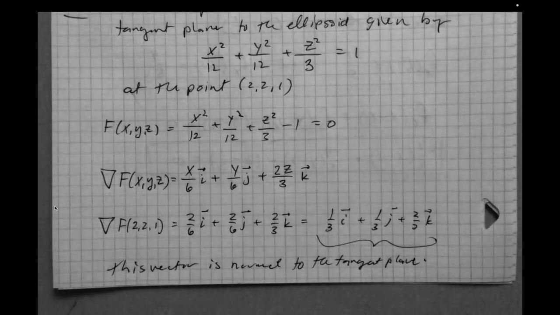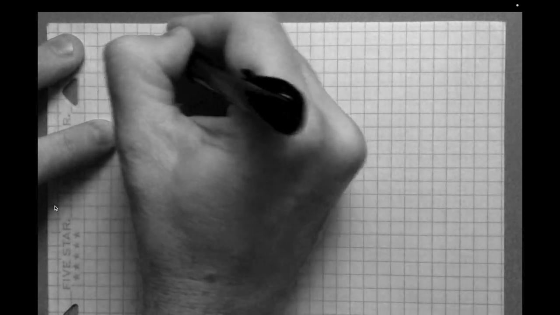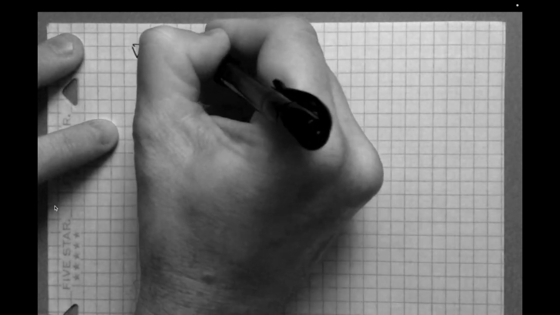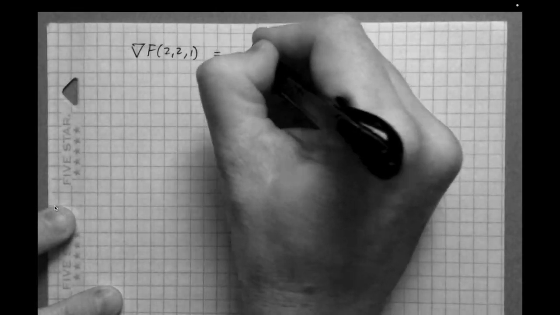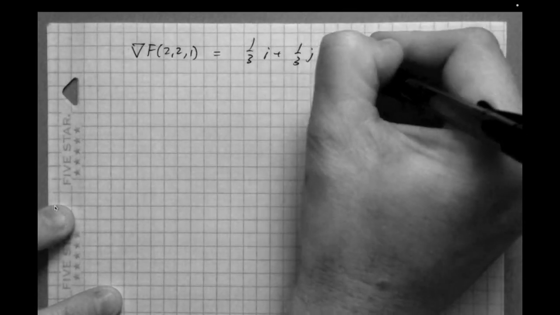Right? This is going to be normal to the tangent plane. And then we also know, of course, from what we've just said, that k is normal to the xy plane. Okay, so let's make sure that we're clear on what we're doing here. The gradient of f at (2, 2, 1) is equal to the vector 1/3 i plus 1/3 j plus 2/3 k.